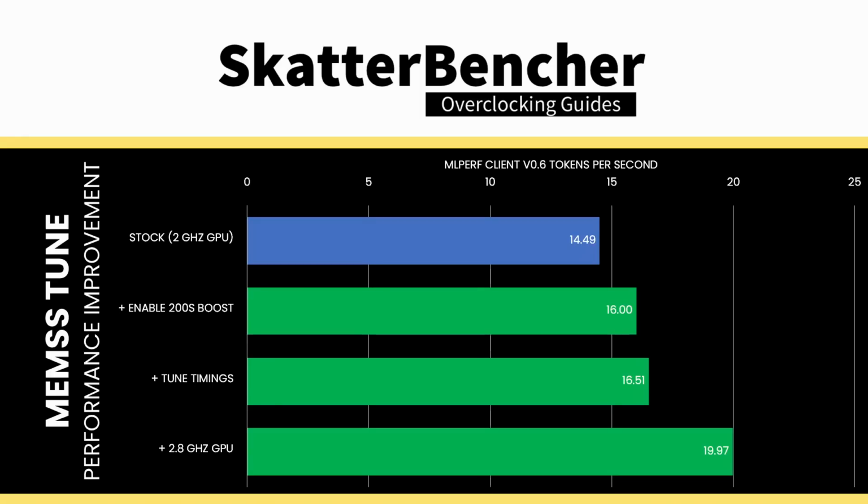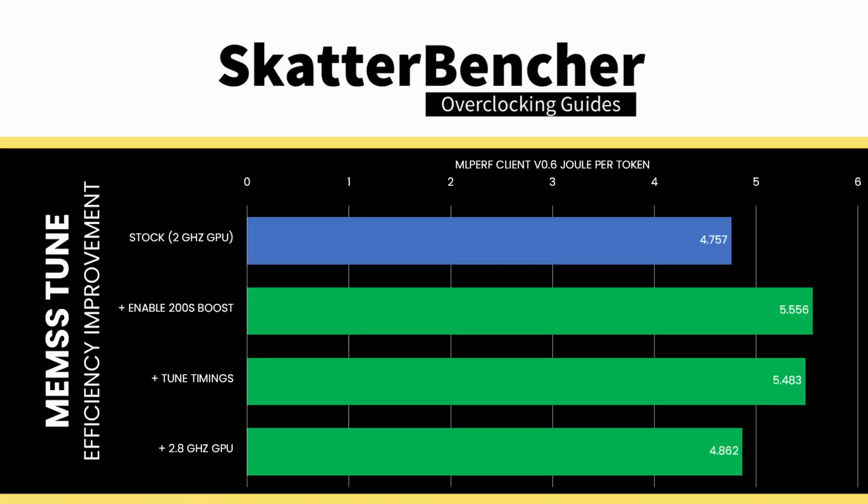With overclocked Intel graphics, 200S Boost enabled and tuned memory timings, the performance improves by 37.8% to 19.97 tokens per second. The total system power is 97.1 watts, an increase of 40.9% over default, which yields 4.862 joules per token. That's about 2% less efficient than stock, but of course gives us higher overall performance.